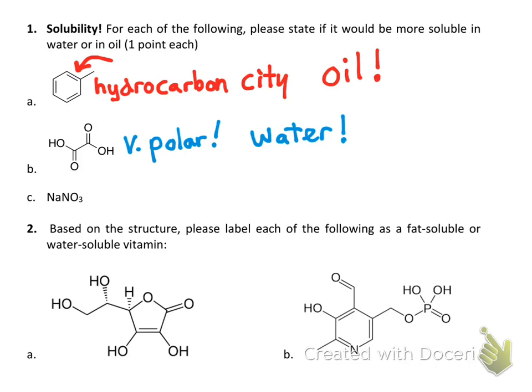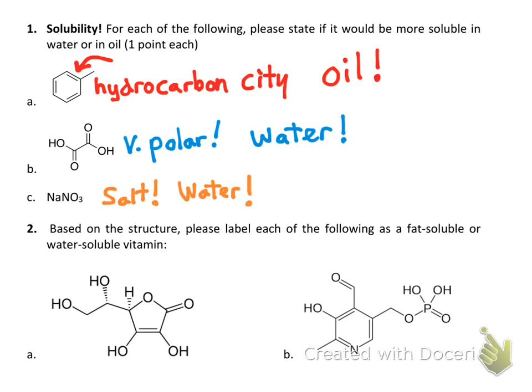Finally, we have sodium nitrate, NaNO3. So we have a metal and a bunch of nonmetals. This is a salt. And salts, for our purposes, can be very soluble in water. So, water for the win here.